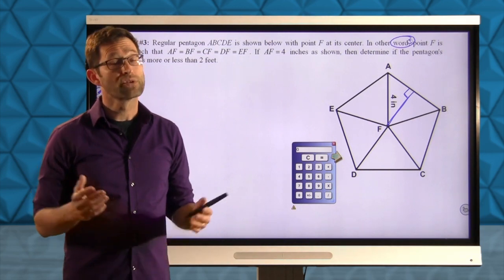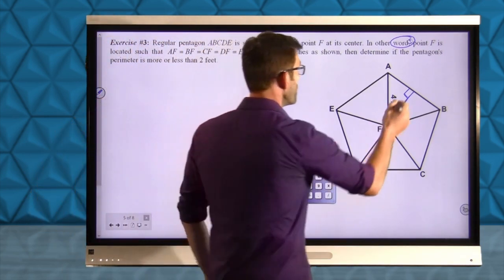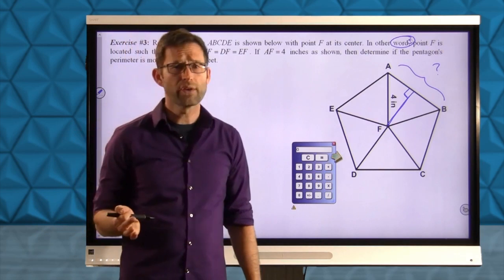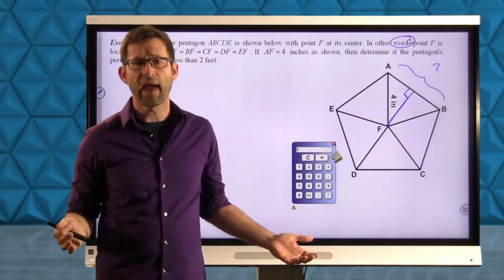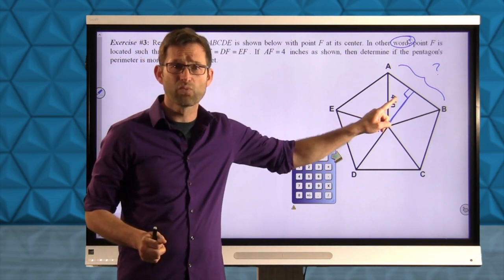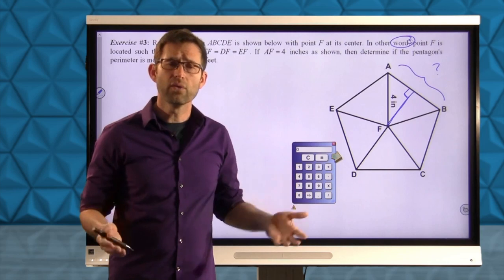All right, well, there's a lot more work to be done. Obviously, what we really need to do is figure out the length of one of these sides. And if we're going to use right triangle trig to do it, I need to get an angle, preferably an angle in this right triangle that I just drew. Okay, so how do I do that?